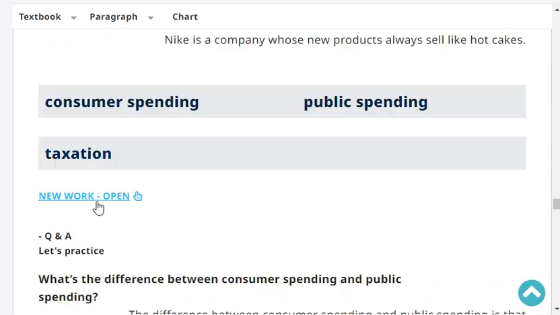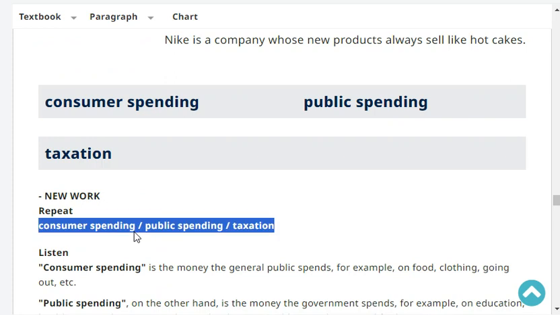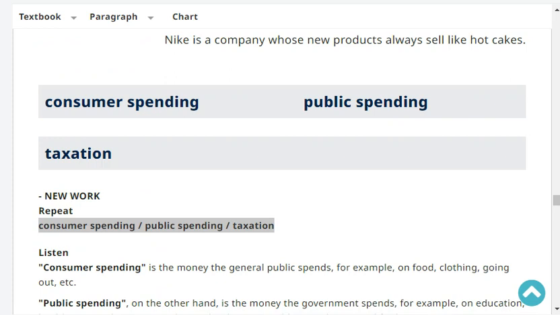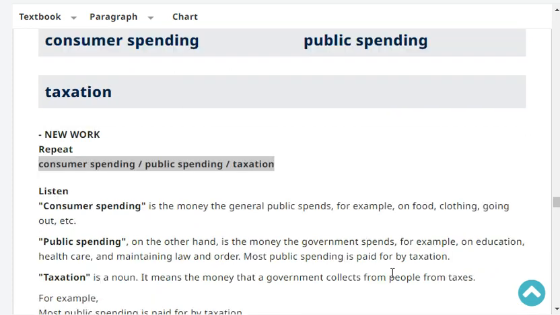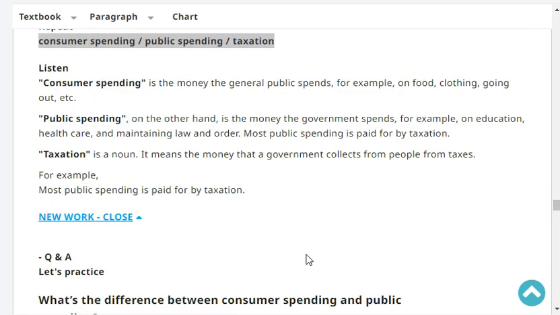Next, repeat. Consumer spending, public spending, taxation. Very good. Okay, listen. Consumer spending is the money that the general public spends, for example, on food, clothing, going out, etc. Public spending, on the other hand, is the money that the government spends, for example, on education, healthcare, and maintaining law and order.